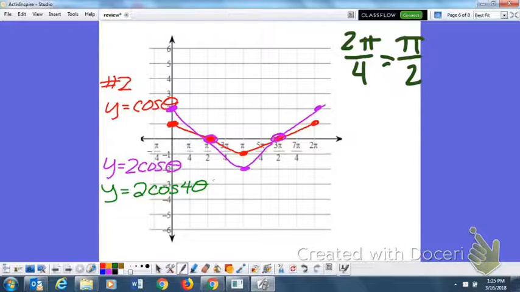So did I stretch out or did I push it in? Push it in. So it's going to shrink horizontally is what we would call it. But what's nice is that the starting point never changes. This particular point stays, but my last point is now not going to end at 2 pi. It's going to end at pi over 2.